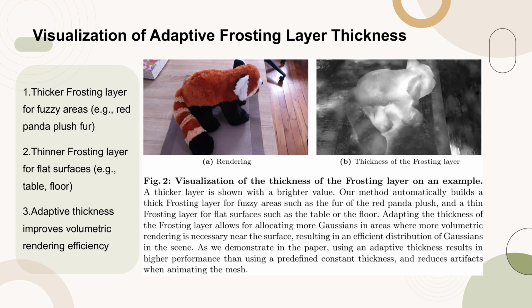This adaptive approach allows for a more efficient distribution of Gaussians in the scene, allocating more in areas requiring detailed volumetric rendering. The paper demonstrates that using an adaptive thickness not only enhances performance compared to a constant thickness but also reduces artifacts during mesh animation.